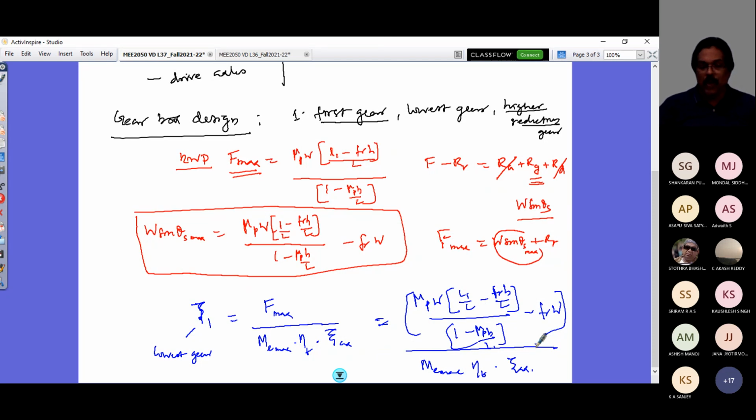I'll stop at this point and we will continue in the next class: how do you decide the gearbox intermediate speed reduction ratios and the highest gear reduction ratio. We'll start looking at it in Friday's lecture. If you have any doubts, you can ask. Otherwise, we will discuss again in the next class.